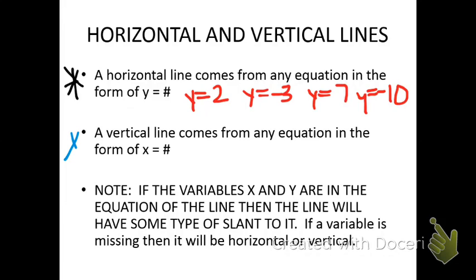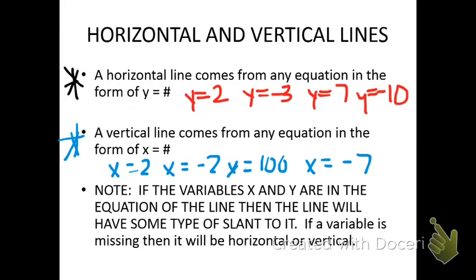And then vertical lines, make sure you get this written down. A vertical line comes from any equation in the form of x equals a number. So for example, you might get x equals 2, x equals negative 2, x equals 100, or x equals negative 7. Okay, anything that is just x equals is going to be a vertical line with a slope of undefined.